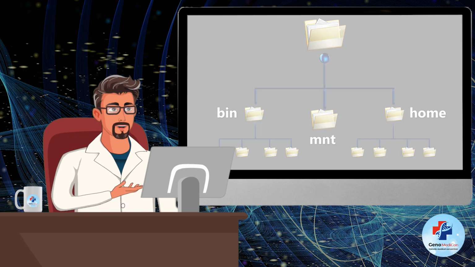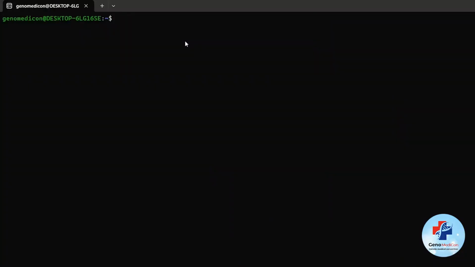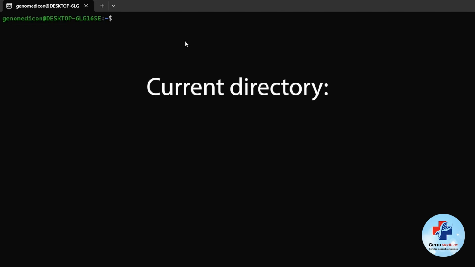So, with that being said, let's now talk about some of the basic and essential commands you need to get you started on using the Linux terminal. Okay, let's talk about navigation. The first thing you need to specify is where you are located in the Linux file system. This can be achieved by the pwd, or print working directory, command.